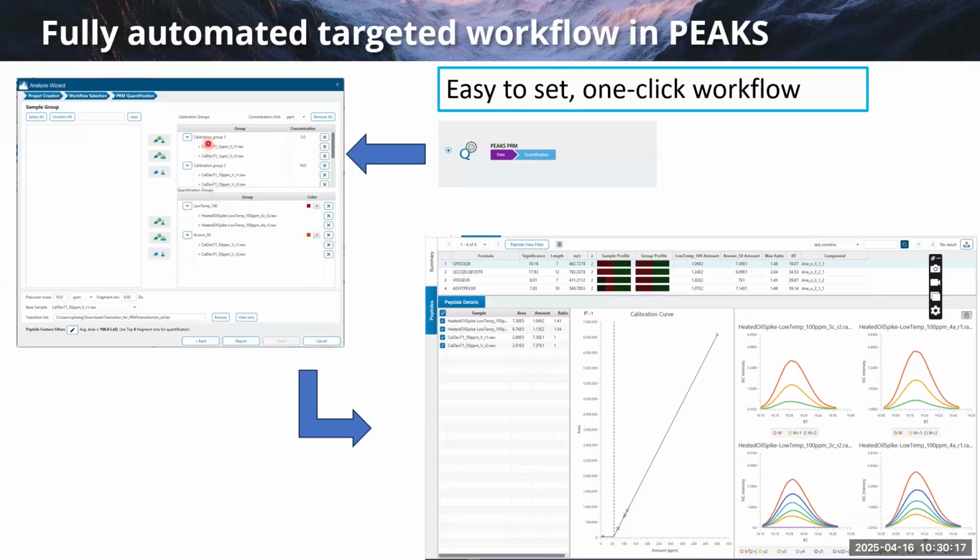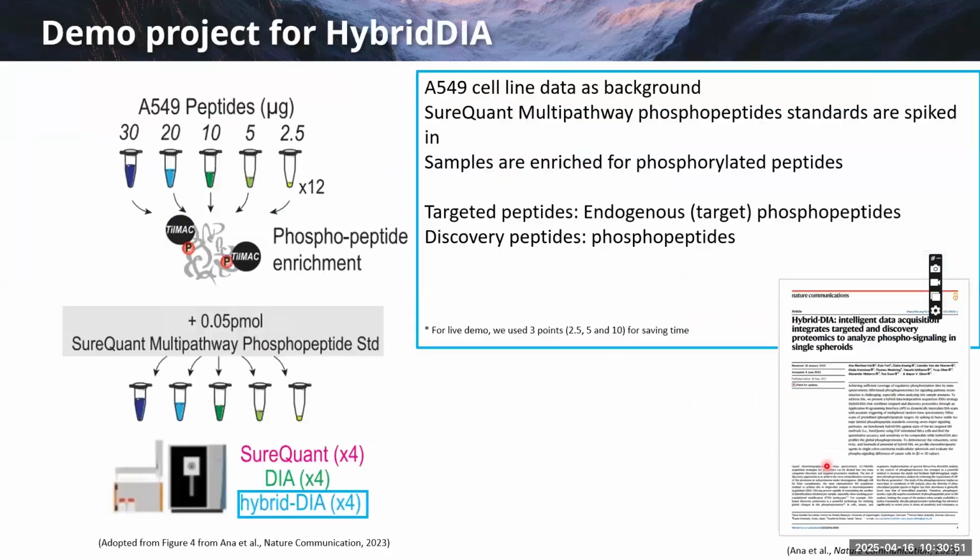Since here we have spiked in some peptides as the calibration curve, we want to do absolute quantification, so we tell the software the group information, and then give a transition index. Tell the software the target peptide m/z, RT, and charge. Then the software will automatically pick up the fragment ions to get the final result. So that's why we say it's a fully automatic workflow.